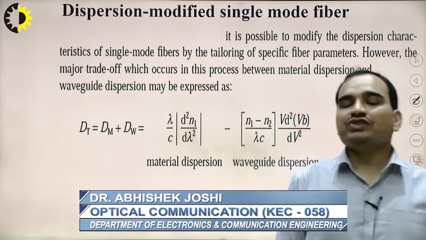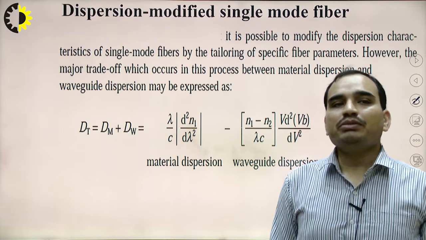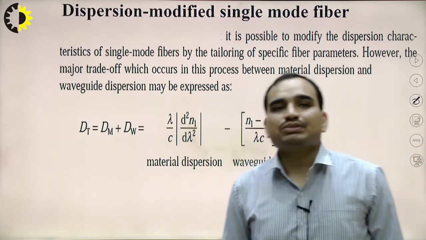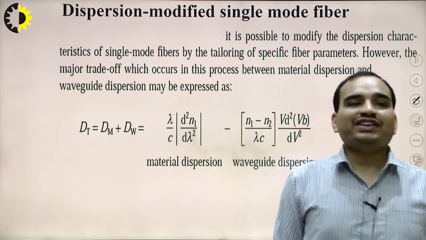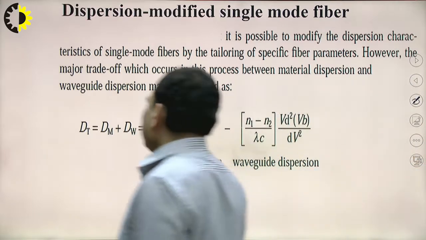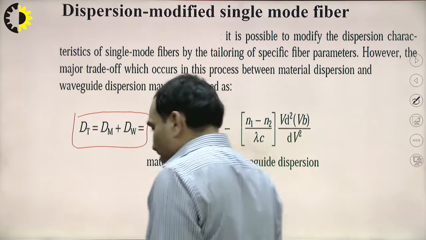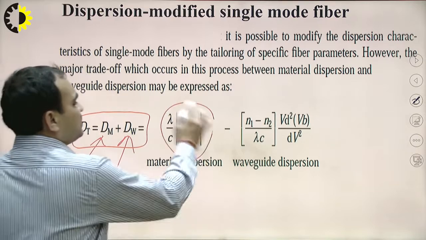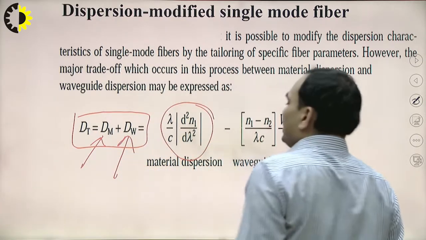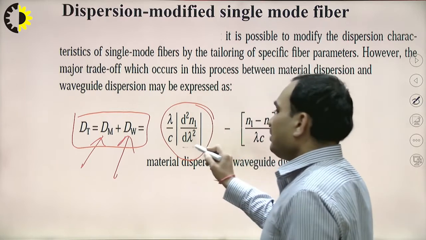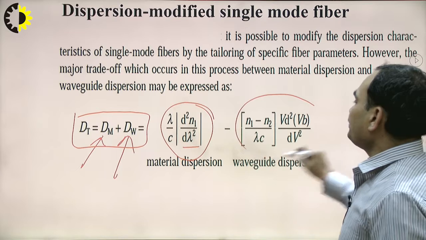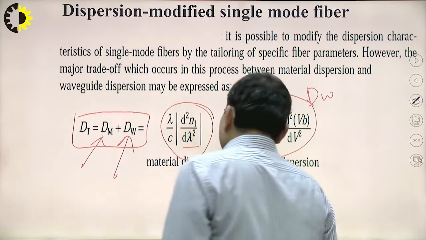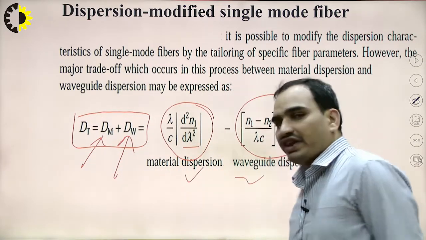It is possible to modify the dispersion characteristics of a single mode fiber by tailoring specific fiber parameters. The major trade-off in this process, between the material dispersion and the waveguide dispersion, may be expressed as Dt, the total dispersion, given by the material dispersion plus the waveguide dispersion. Material dispersion, as we derived in our previous lecture, is given by lambda by c d2 n1 by d lambda square, and the waveguide dispersion Dw is given by n1 minus n2 by lambda c, V d square Vb by dV square.